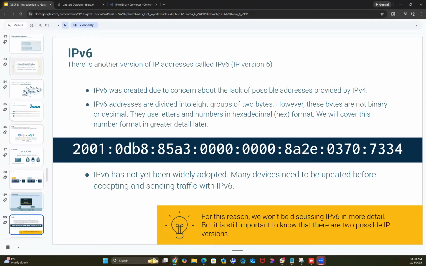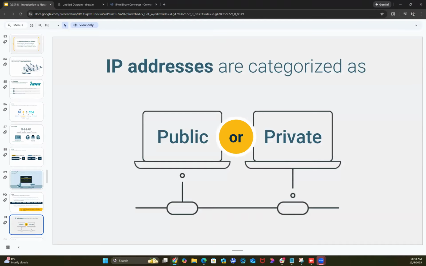This is the hexa. Hexa means binary and decimal format. So an example IPv6 is 2001:0B... This is the hexa format IPv6 because of the shortage of IPv4. But next we are discussing IPv4, not IPv6.